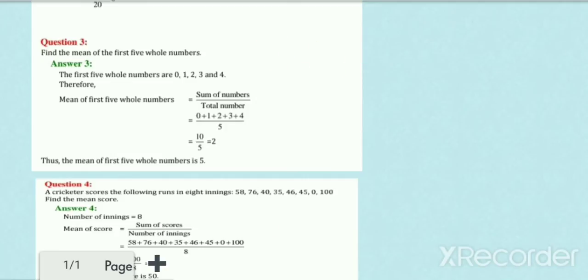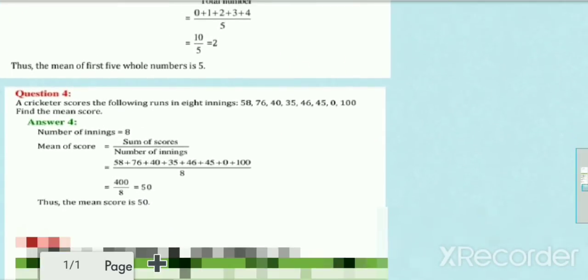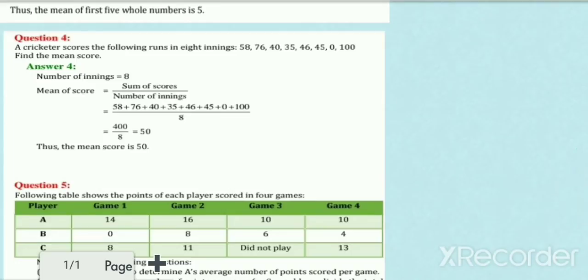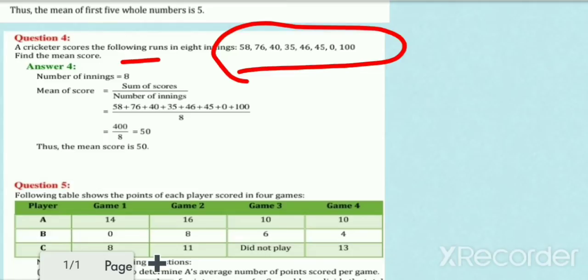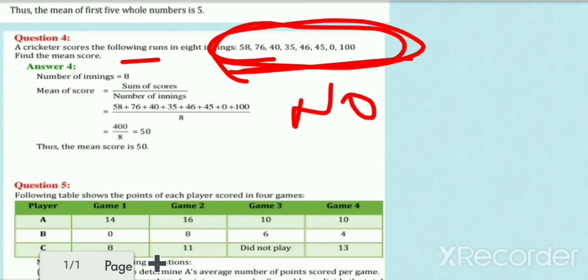Okay. Now question number 4: a cricket scorer, the sum of 8 innings is given. Find the mean. Simple, for mean first sum everything and divide by as many numbers as there are. Sum of all numbers upon total numbers. Okay.